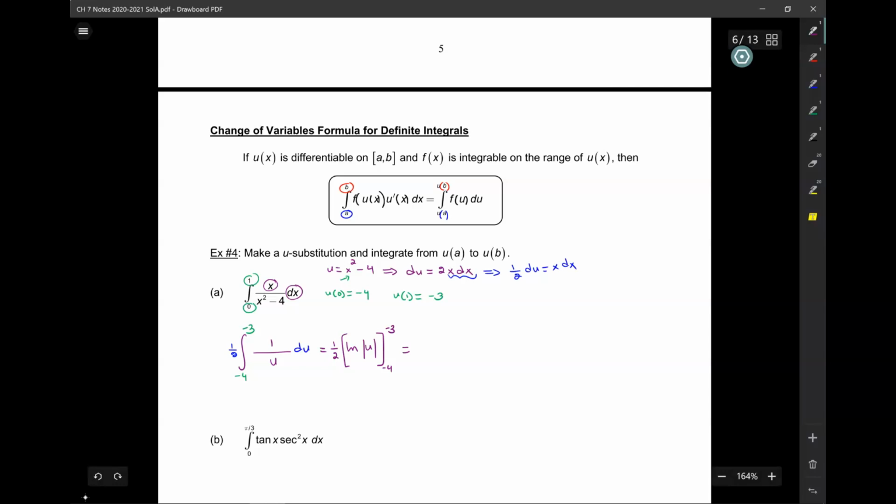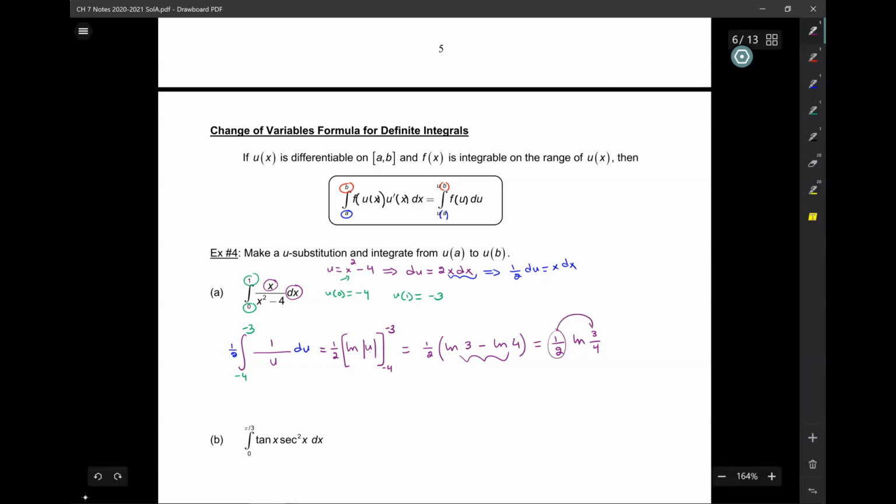And now, same as before, I put in the negative 3, so I have 1/2 ln of negative 3 goes into the absolute value and becomes positive 3, minus ln of negative 4 goes into the absolute value and becomes positive 4. All right, so finally, this is half ln of 3 over 4. We never leave it like this, it should always be 3 over 4.